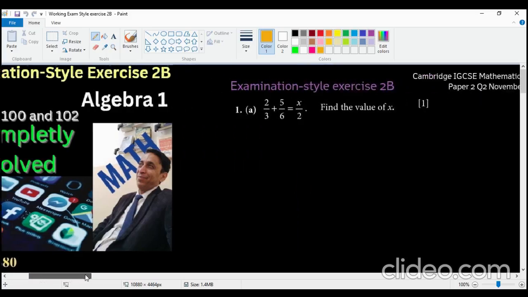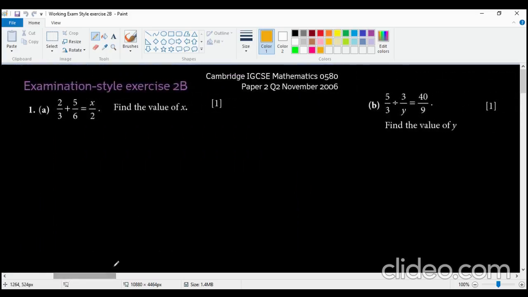Moving on to question number 1. This question appeared in 2006 paper 2, and this was question number 2. This is a 1 mark question. Here you have fractions. As soon as you see fractions or algebraic fractions, the most important thing is that you should look at the denominators 3, 6 and 2. So the LCM of 3, 6 and 2 is 6.